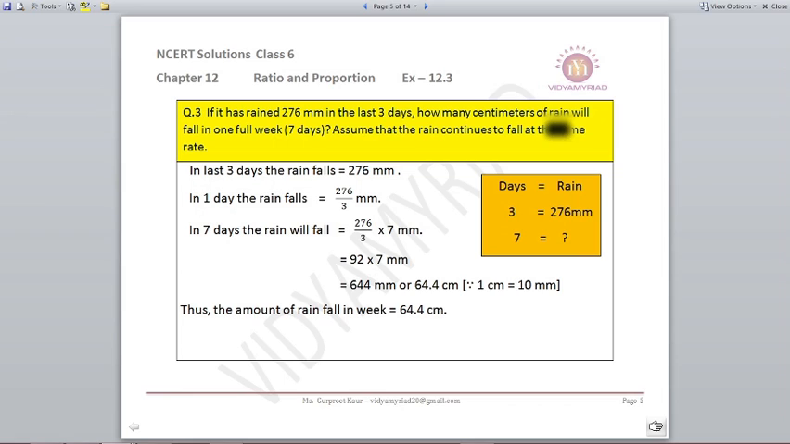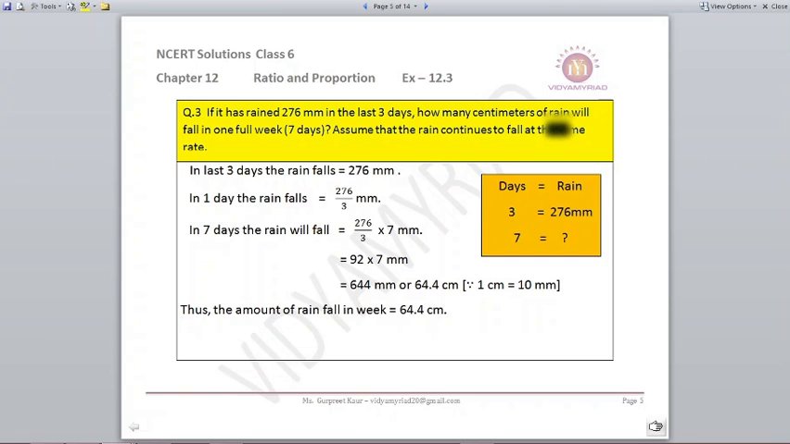Question number 3. If it has rained 276 mm in the last 3 days, how many centimeters of rain will fall in one full week? Now 1 full week means 7 days. Assume that the rain continues to fall at the same rate. Now for the last 3 days the rain is 276 mm. So for 1 day it will be 276 divided by 3 mm. And I want to know for 7 days, so it will be multiplied by 7.